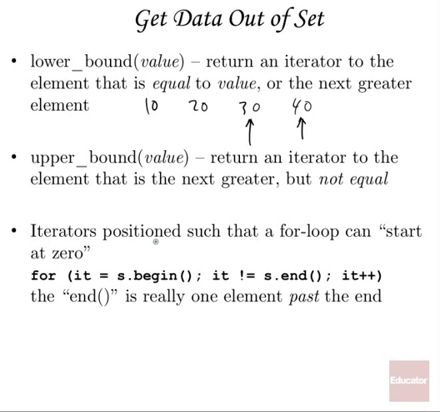Again, the iterators are positioned so that it works like your for loop, where your beginning is the actual first one, and the ending is the one after the last one. So this loops until it is not equal to end. When it's equal to end, it will not enter the loop. It will stop. So always remember, end is one element past the end.